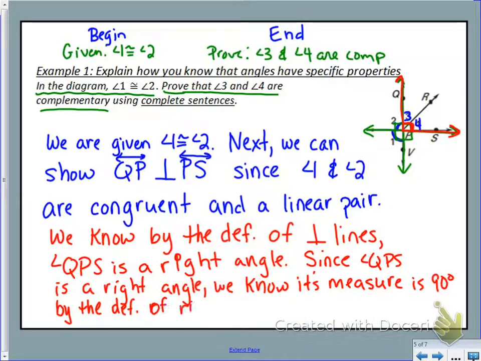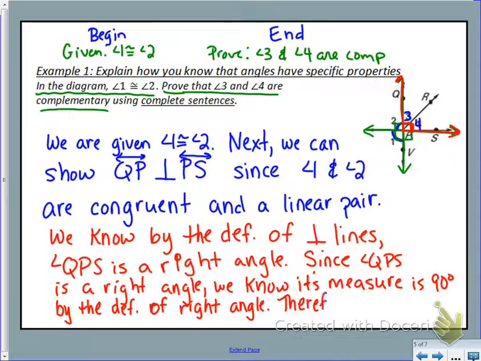If you remember earlier, I said details are so important. So that might seem like common knowledge to you. We all know that a right angle means it has 90 degrees. But even though it's common knowledge to us does not mean it's common knowledge to any reader that would pick up our explanation. So we want this to be explained in such detail that anyone can follow the steps. So now anyone who doesn't know a right angle is 90 degrees is going to know that by the definition of right angle.